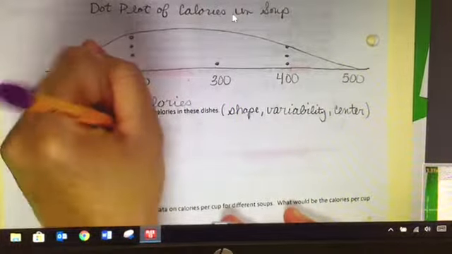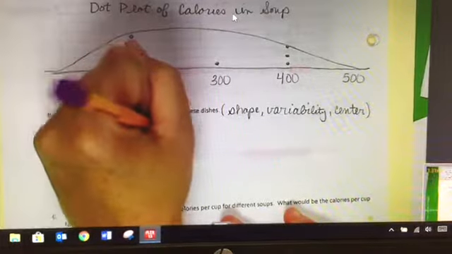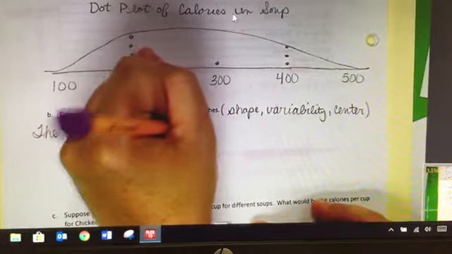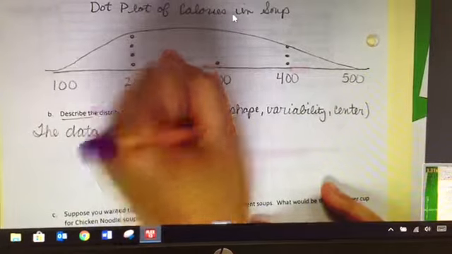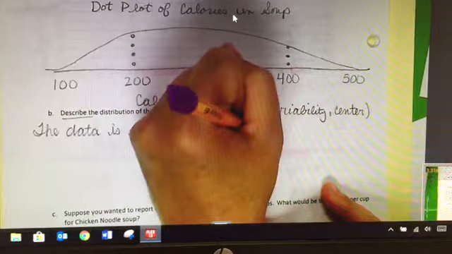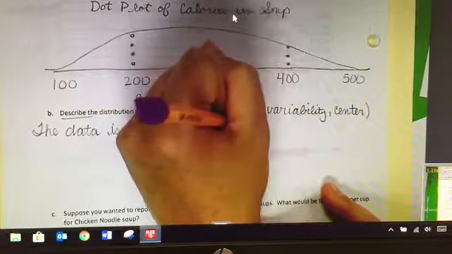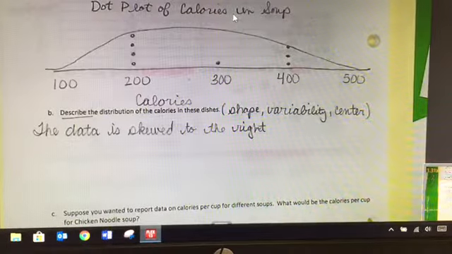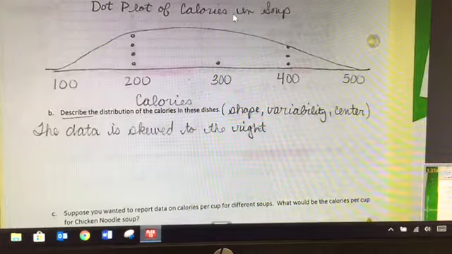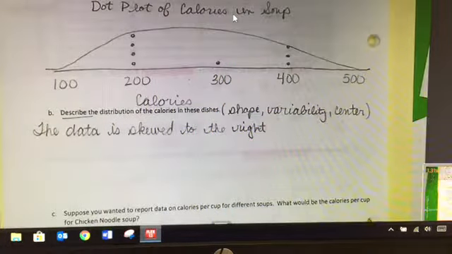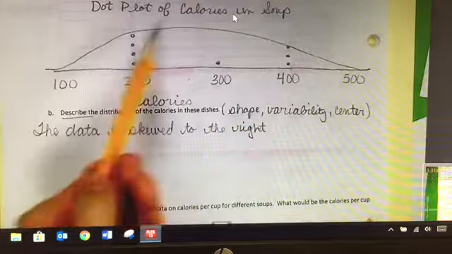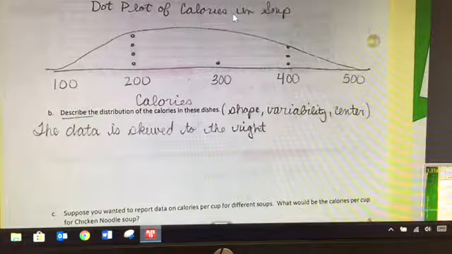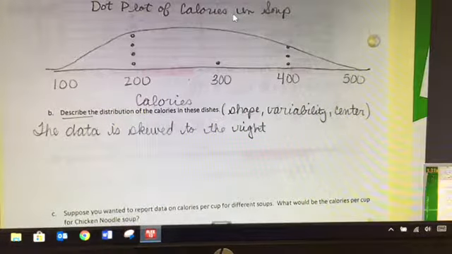So the data is skewed to the right. Remember, when you're describing which way it's skewed, it's kind of which is that outskirt data that kind of makes it not look like a mound, or which side do you have the longer tail on.